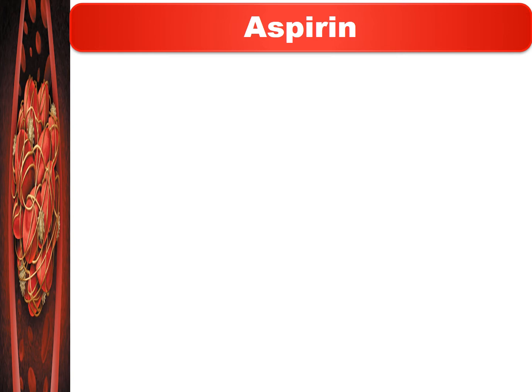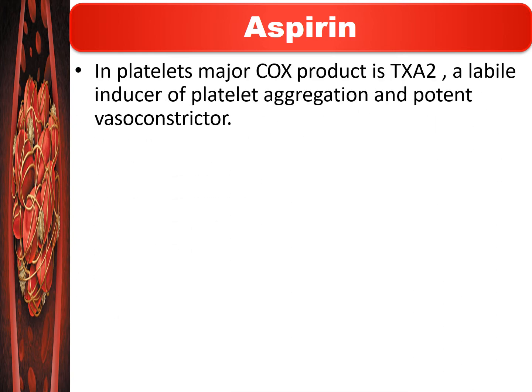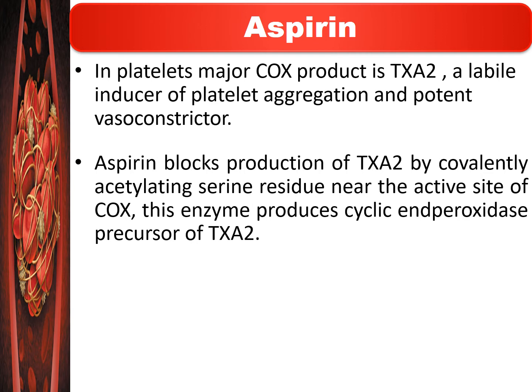So, first we will discuss aspirin. Aspirin is a cyclooxygenase 1 inhibitor. In platelets, the major cyclooxygenase product is thromboxane A2, which is a labile inducer of platelet aggregation and a potent vasoconstrictor. Aspirin blocks the production of thromboxane A2 by covalently acetylating a serine residue near the active site of cyclooxygenase.